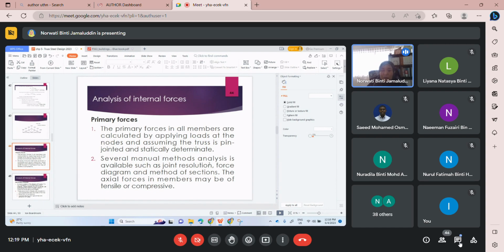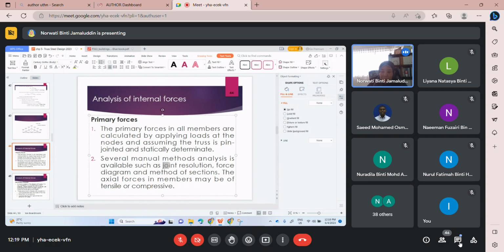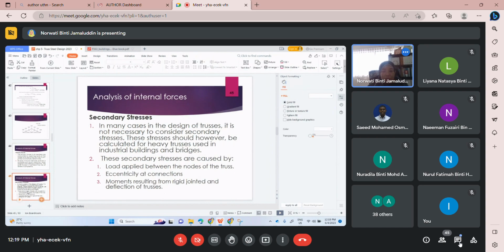Several manual analyses are available: joint resolution using diagram, or method of section or cut section. What you can get from this method are the primary forces in the form of axial force, daya paksi. And the axial force will represent tension or compressive force. The member can be experiencing tensile or compressive.